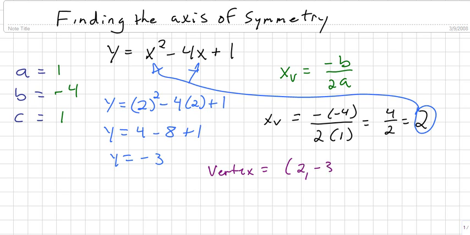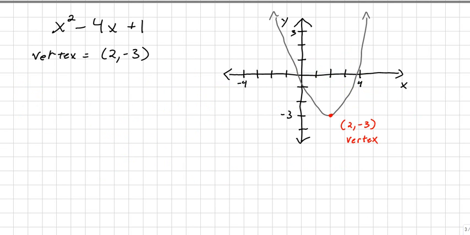So now that we've found the vertex, we need to go ahead and plot that point. We can also use our graphing calculator to get a rough estimate of what the graph looks like. We know it should open up because a is a positive value. Once we graph the equation, we can see a parabola that opens up with a vertex of 2, negative 3.